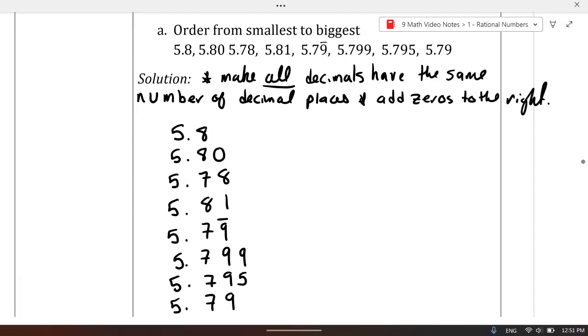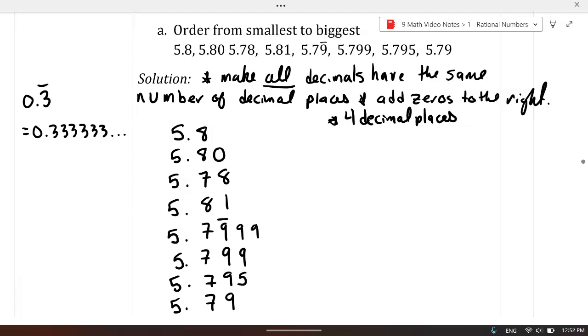What I'm going to suggest is that we have it all to 4 decimal places, so that we can really unpack what's going on here. Just as a reminder, if I say 0.3 repeating, that means that 3 goes on forever. So it's 0.3333333, it goes on forever like that. In the case of this one, this is going to be 5.79999999999, but we just want to have it to 4 decimal places. So I'm just going to write down 2 more 9s just so that we can compare it.